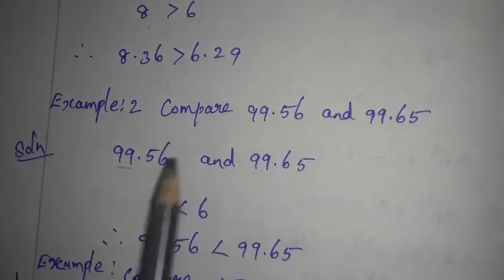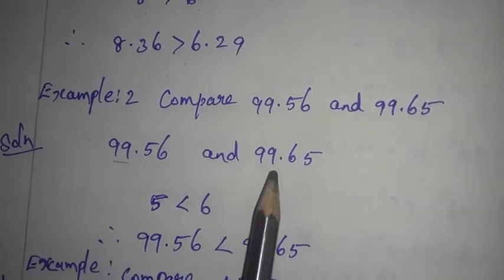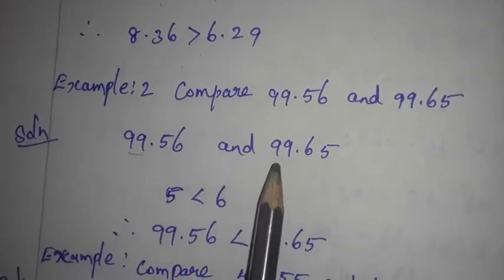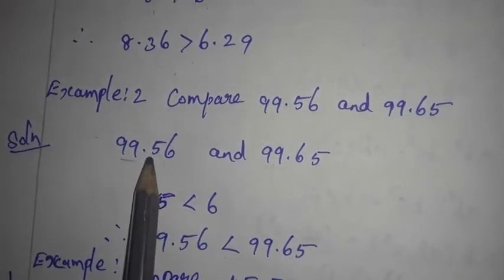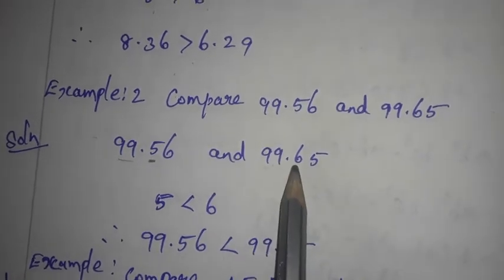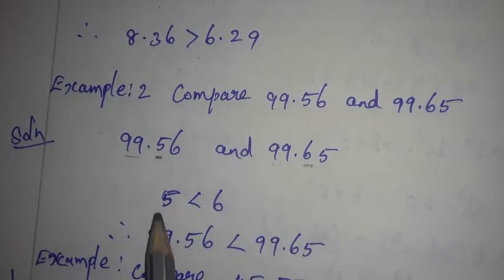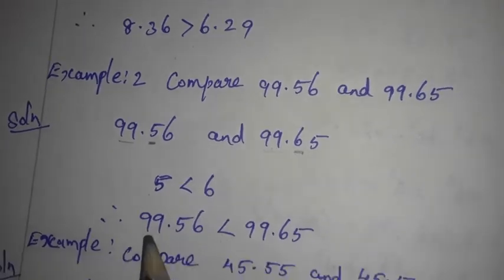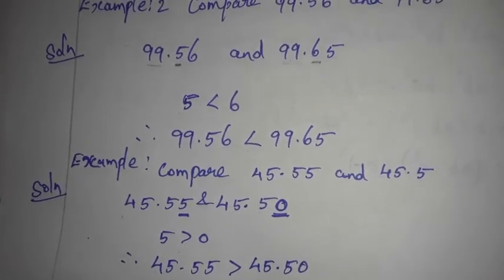Let's see the second example. Compare 99.56 and 99.65. As usual, first you have to compare the whole part. Here, in both the numbers we have 99, so they are equal. So we are going to compare the 10th place. In the first number the 10th place is 5 and in the second number the 10th place is 6. When we compare these two numbers, we can say 5 is less than 6. Therefore 99.56 is less than 99.65.